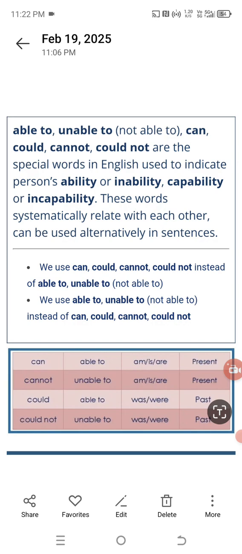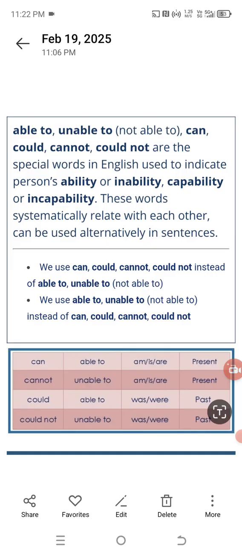So, in which sentence do we use able to and unable to? Generally, the examples are given with can and could. When the given example uses the word can, and we want to use able to in that sentence, then after the subject we have to take the present form of to be. We have to choose correctly from am, is, are, then put able to, and then write the remaining part of the sentence.